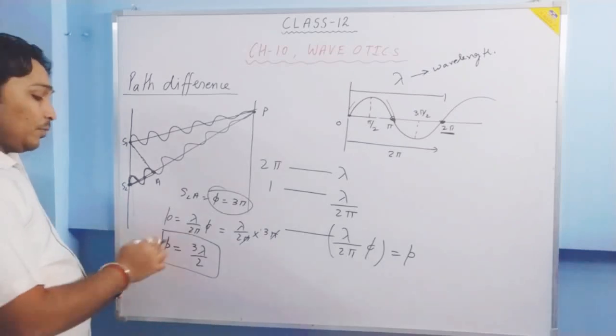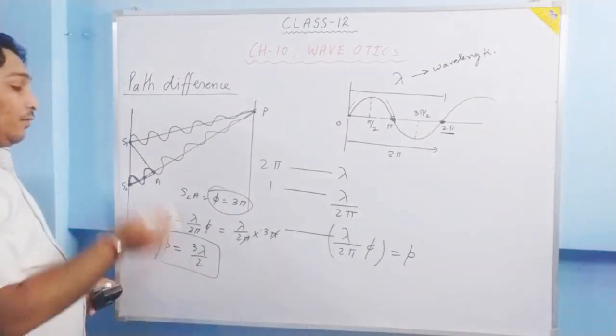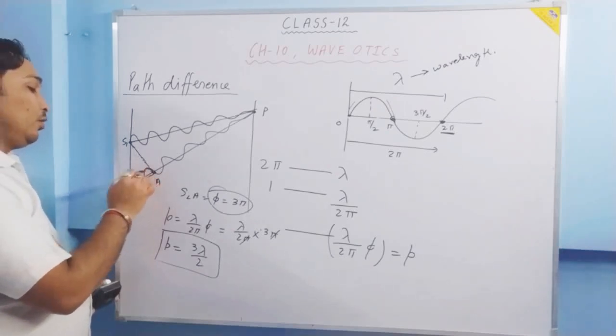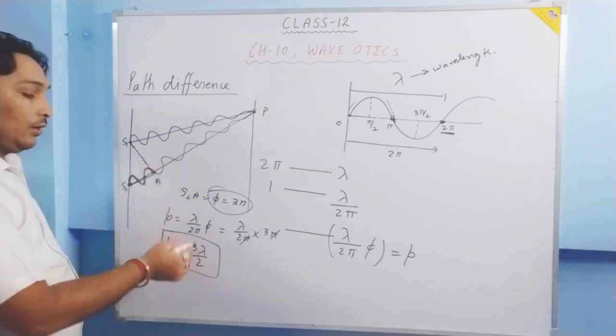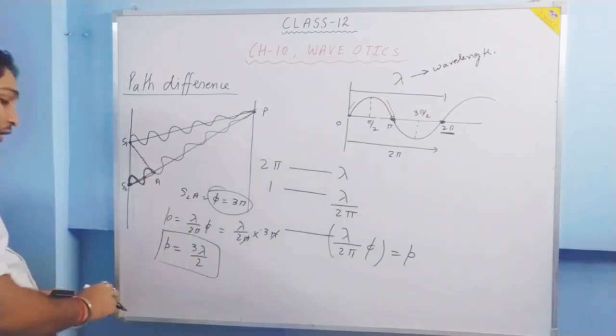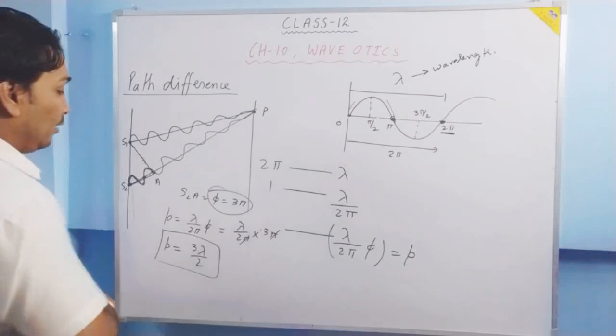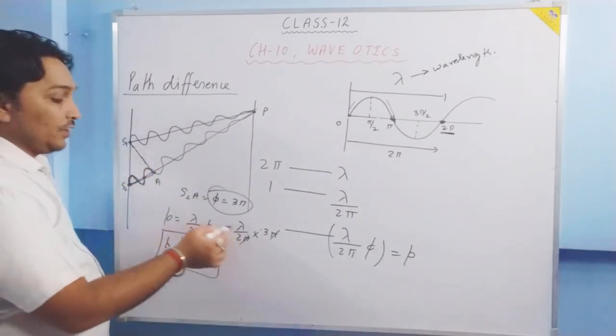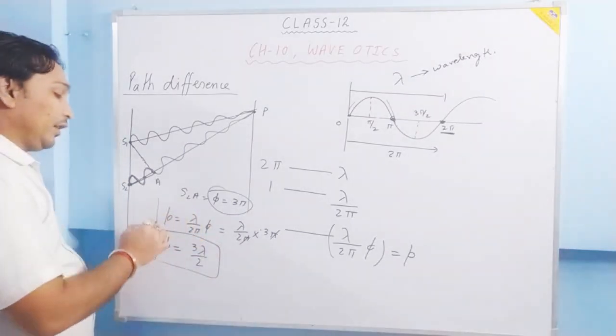Okay. Now this path difference can be calculated from the figure only. This one complete is lambda and this is your lambda by 2. Lambda plus lambda by 2, 3 lambda by 2. So it can be calculated with the help of the figure only. But if the phase difference is given, then also we can calculate it with this formula.